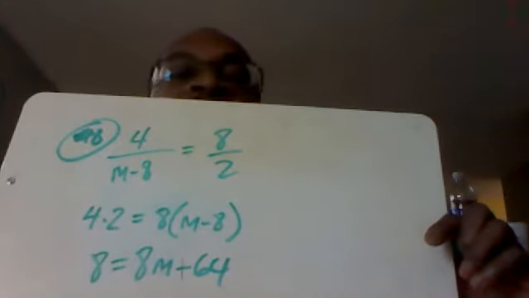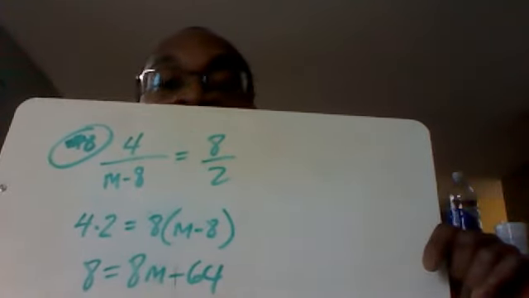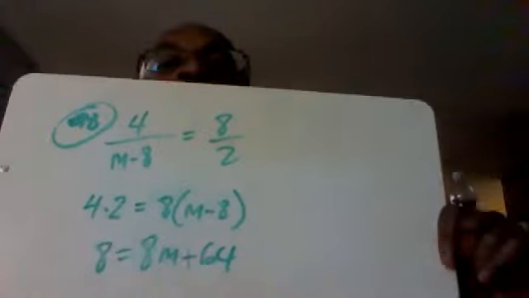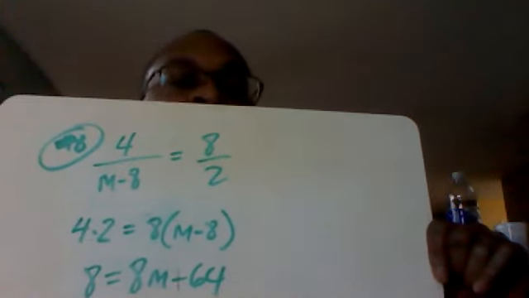Alright, at this point it's just a two-step equation. You've been working on two-step equations forever. So y'all know you got a plus 64, you're going to do, hold on, that's a minus 64. You got a minus 64, it looks like a plus, but that's just something on the board. So it's a minus 64, 8m minus 64 equals 8. Just do plus 64 on both sides and then divide by 8. That'll be your answer.